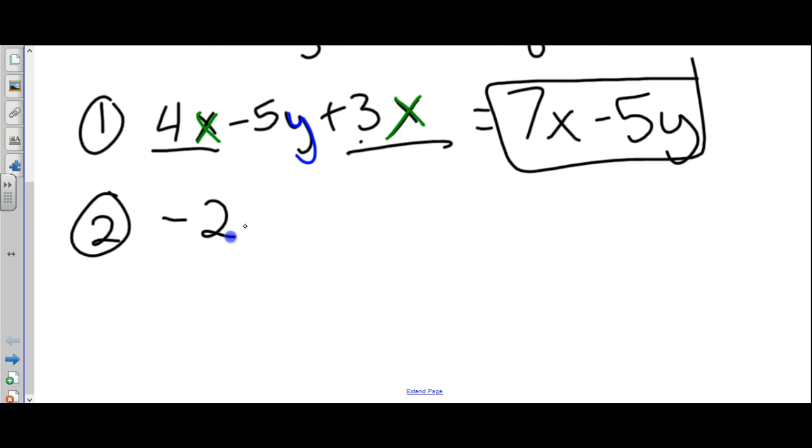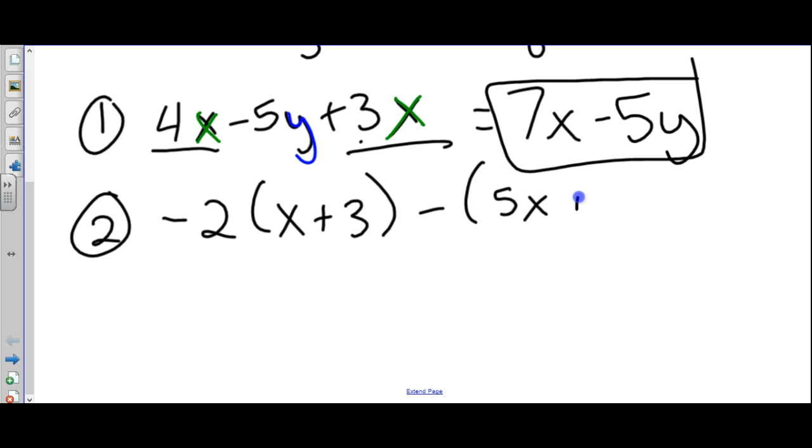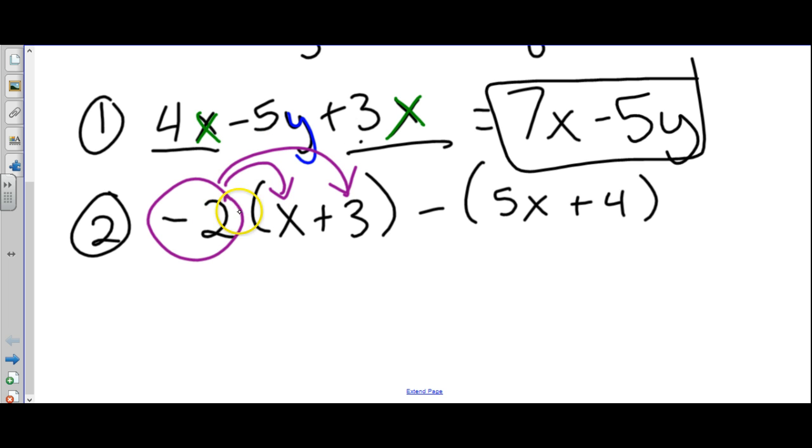Another example may include some distribution. So when you have a number in front of a set of parentheses, like the -2, you have to multiply it in by both things inside. -2 times x would be -2x. -2 times +3 would be -6.